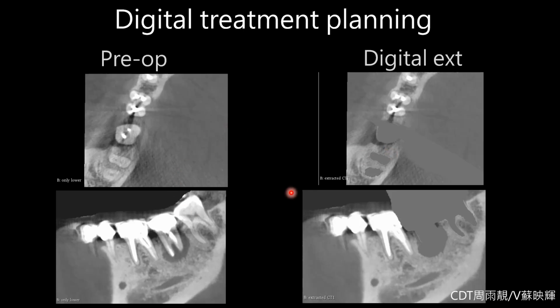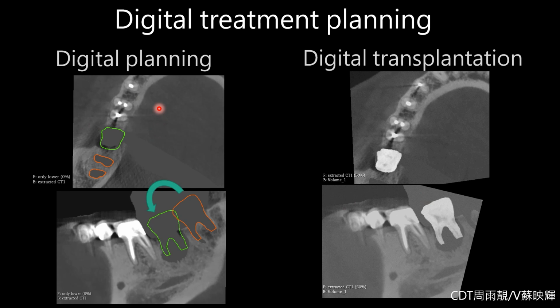So we take the CBCT and perform what I call digital extraction. But it just removes the image of 47, the second molar, we remove it in digital software. And we perform the digital planning. We reset the segmentation, these tools, including third molar and the second molar, and remove the second molar and put the third molar image from here to here. So we also cut the CBCT here. This is the digital transplantation. But it's just the simulation, it's not a big deal.